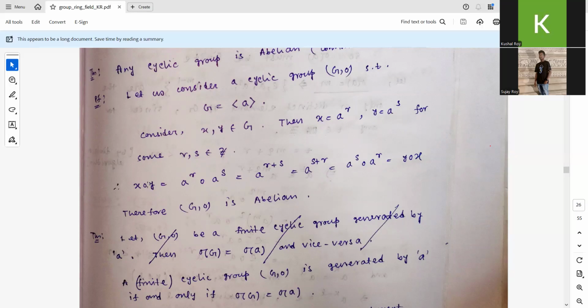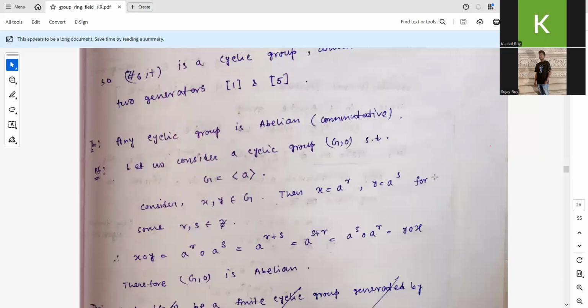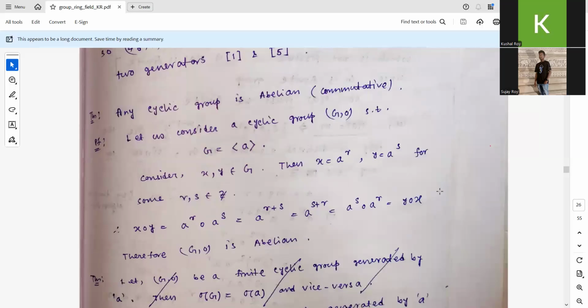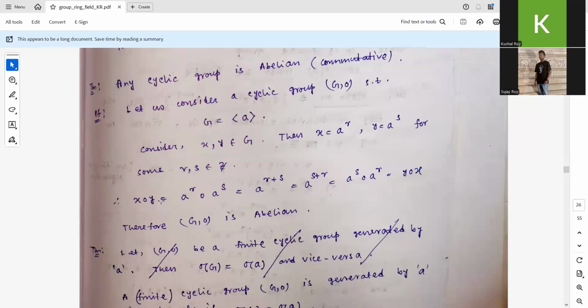So therefore, X composition Y will be a to the power R composition a to the power S. So therefore, this will be a to the power R plus S. Now, a to the power R plus S can be written as a to the power S plus R, since R plus S is equal to S plus R. So therefore, this will be a to the power S composition a to the power R. So therefore, Y composition X. So X composition Y is same as Y composition X for arbitrary elements X and Y belonging to G. So therefore, G must be abelian. Abelian means commutative. So any pair of elements from G commutes. So therefore, X composition Y is equal to Y composition X. Therefore, this G is abelian.